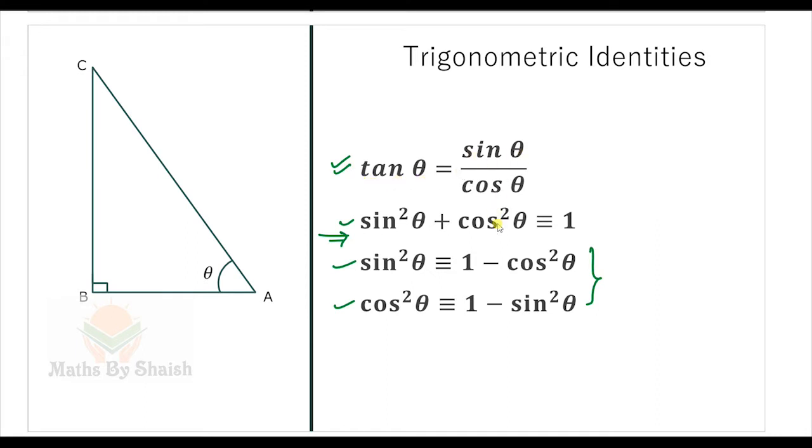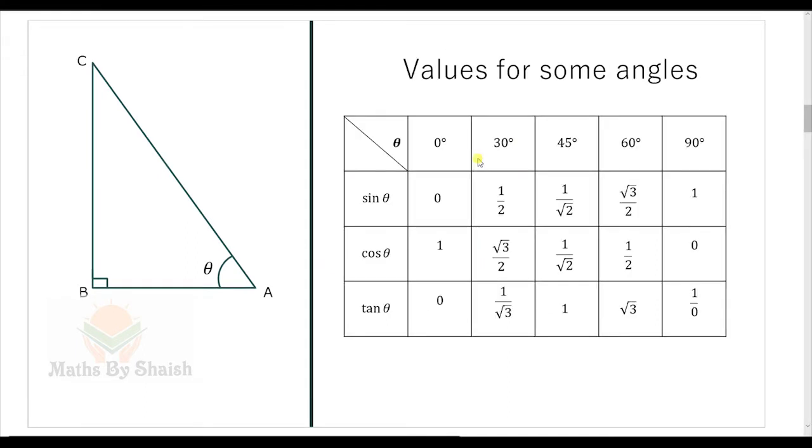And we know a very well known identity, that is tan theta is sin theta over cos theta. Here are some values of sin theta, cos theta, tan theta for a few specific angles like 0 degree, 30 degree, 45 degree, 60 degree and 90 degree.